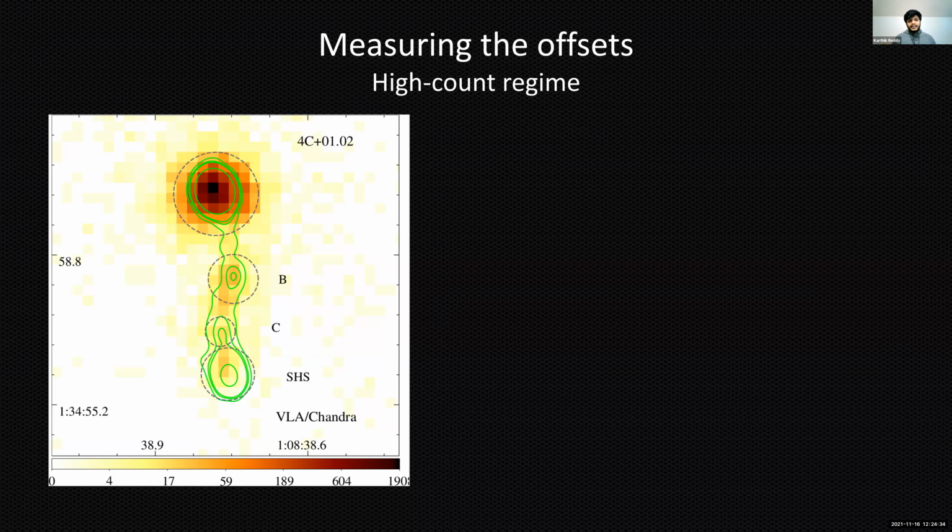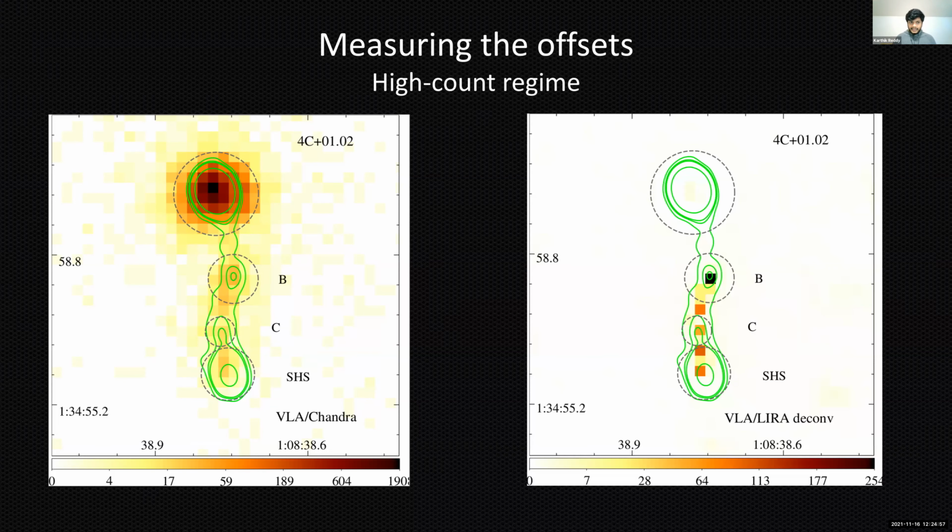So I use the same method again on high count images as well to produce core subtracted and background subtracted deconvolved images. Before I go into discussing a few results on systematic uncertainties in this analysis, I'll describe a few sources with some interesting features in them. So this source shows a clear knotty structure with.